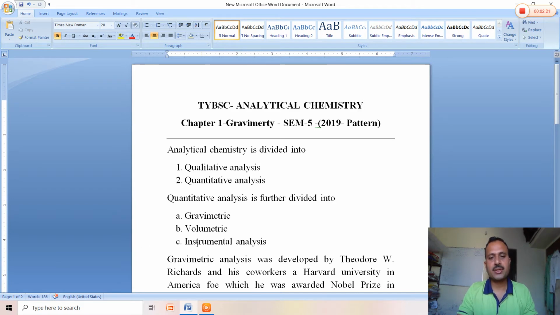Now the next one is instrumental analysis. Instrumental analysis is also one type of quantitative analysis. For example, colorimetry. In the colorimeter, a series of known samples are taken and an unknown sample is prepared, and we take the absorbance with the help of the colorimeter, and from the unknown absorbance we determine the concentration of the material quantitatively.